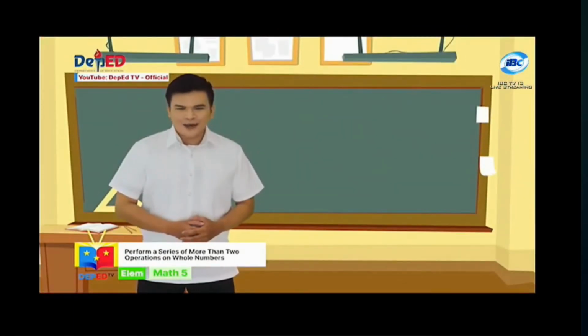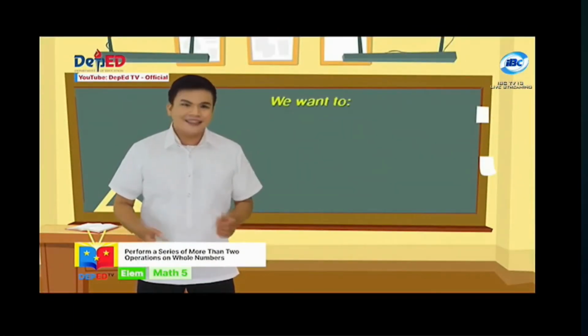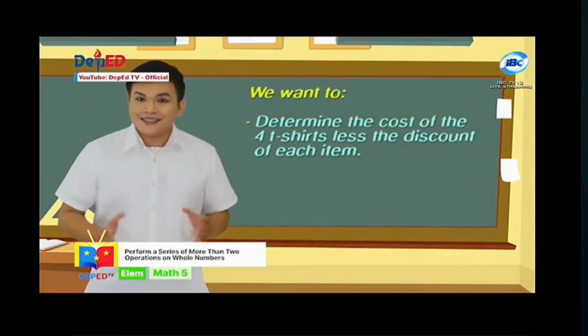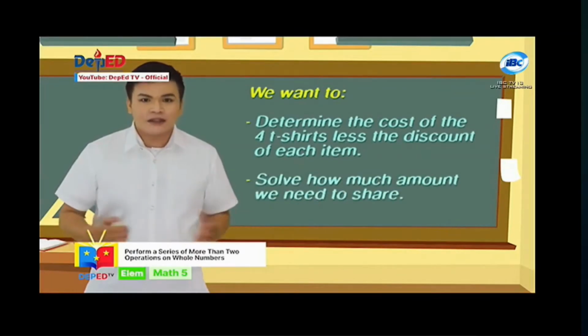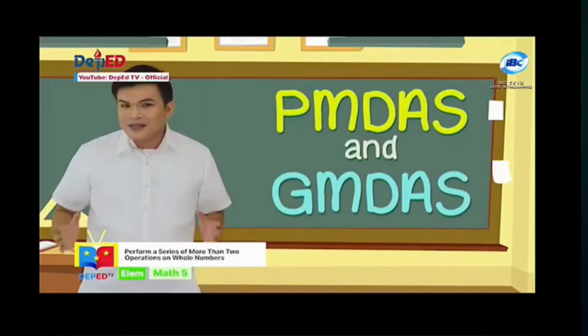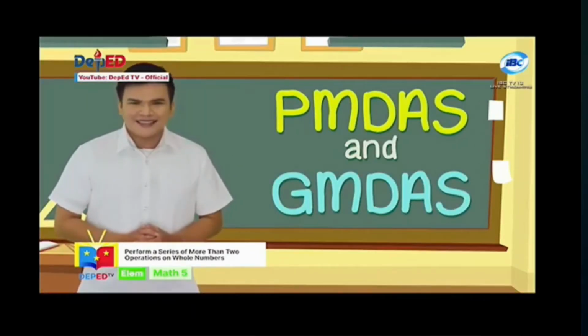Going back to our adventure, Miss Wenny and I need to know the sum of 4 t-shirts we are buying less the discount from the mall. And since we agreed to split the total cost, we need to solve how much each of us needs to pay. When solving for numbers with multiple operations involved, what rule of order of operations are we going to use? That's right, PMDAS or GMDAS.